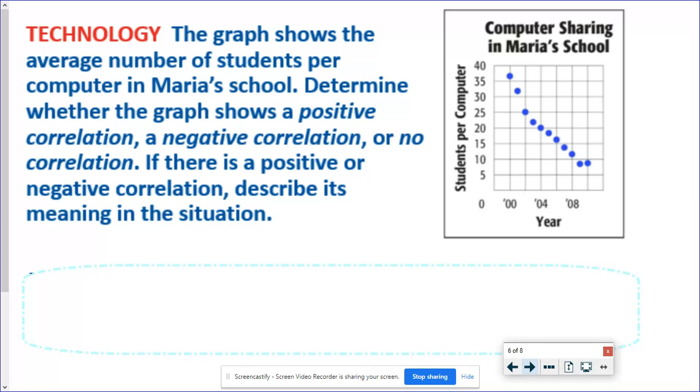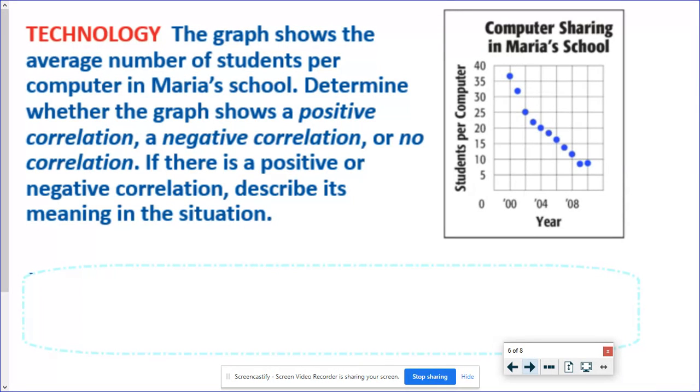In this problem, and yes, this is an old graph because this is from the year 2000 to 2008, this shows the average number of students per computer in Maria's school. I want to know if this is a positive correlation, negative correlation, or no correlation, and then describe what it means. So clearly this is going downhill. This is a negative correlation.